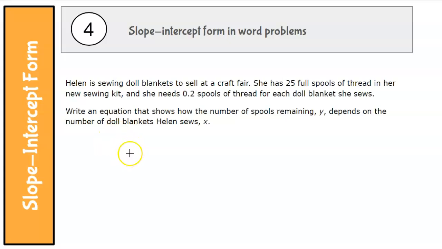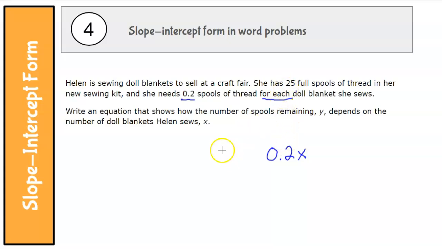Helen is sewing doll blankets to sell at a craft fair. She has 25 full spools of thread in her new sewing kit, and she needs 0.2 spools of thread for each doll blanket she sews. Write an equation that shows how the number of spools remaining, y, depends on the number of doll blankets she sews. So it's 0.2 for each, so that's going to be my slope, I know, times the number of doll blankets, which is x, okay? So if she sews 10 doll blankets, I have to take 10 times 0.2, and that's how many spools she will use.